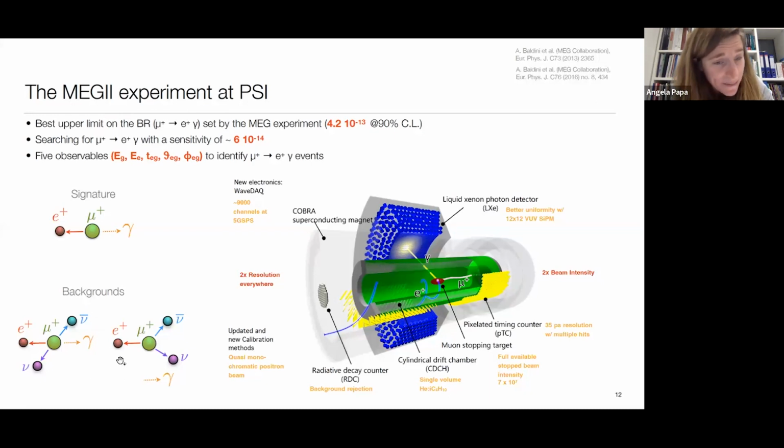And here we can see the main backgrounds: the radiative Michel decay, when the two neutrinos take away just a small amount of energy, and the accidental background, when we have a positron coming from a standard Michel decay and the gamma from annihilation in flight or bremsstrahlung.